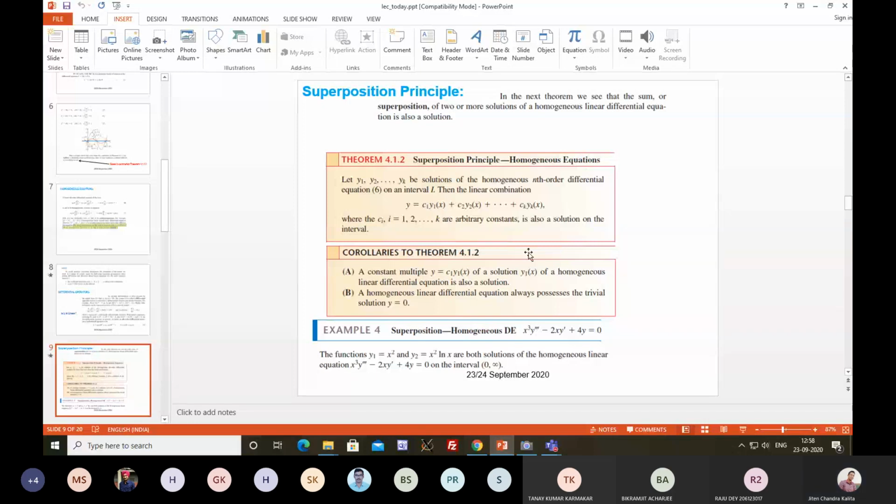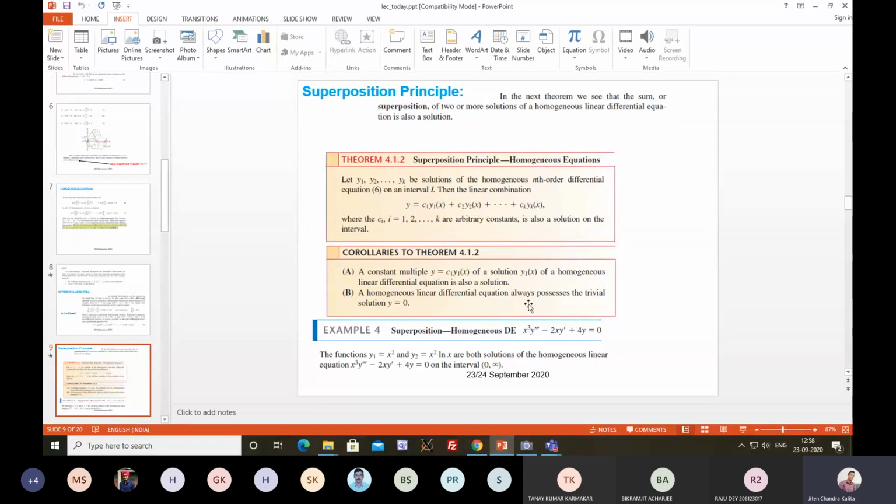And again, these are obvious. You don't need to worry that I haven't proved anything here; I'm going to do everything for the second order equation. Don't worry about that. A constant multiple of a solution of a homogeneous equation is again a solution, right? And again, this is very important.